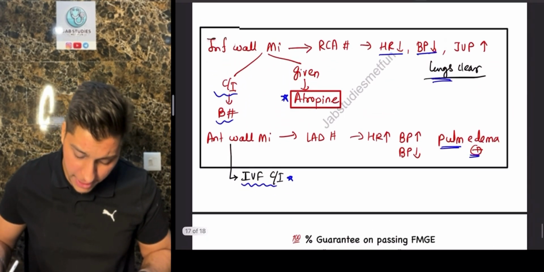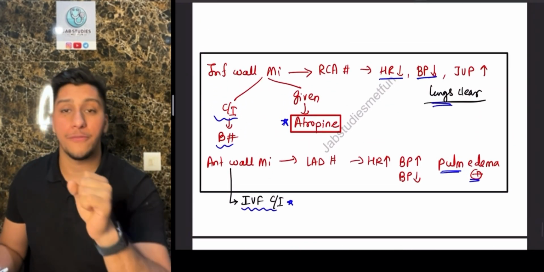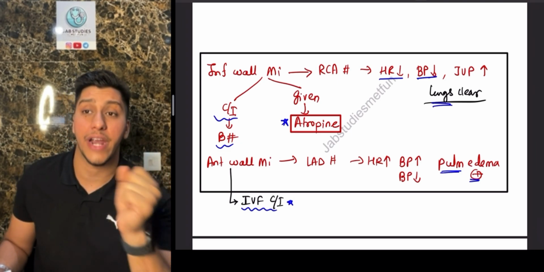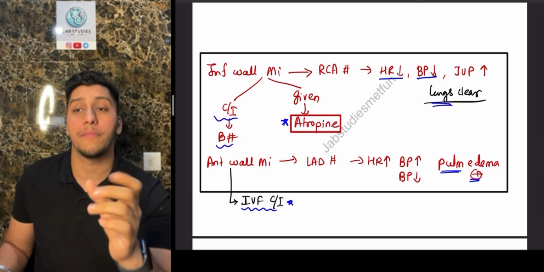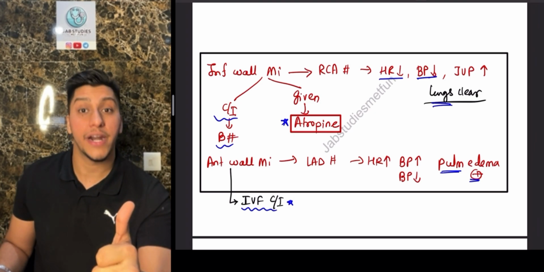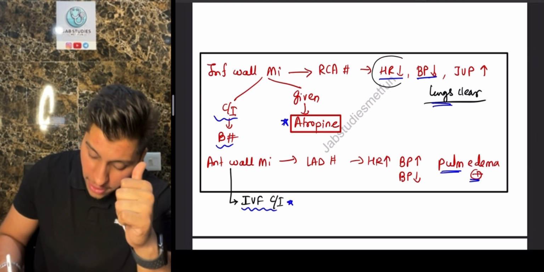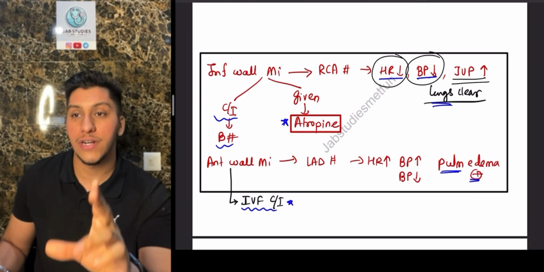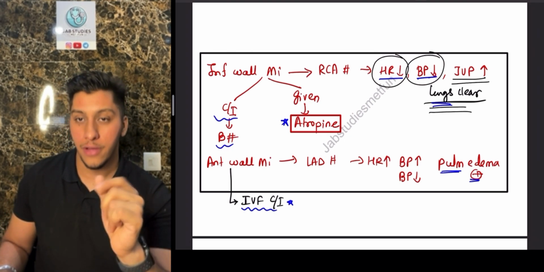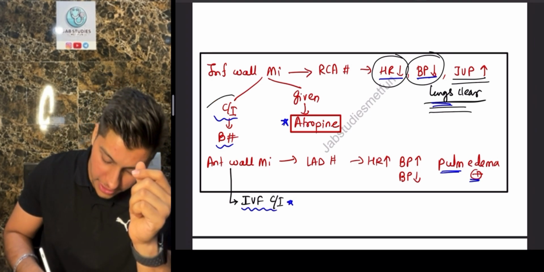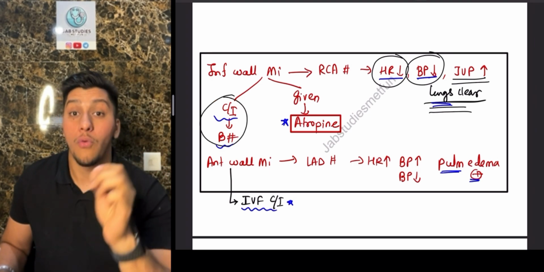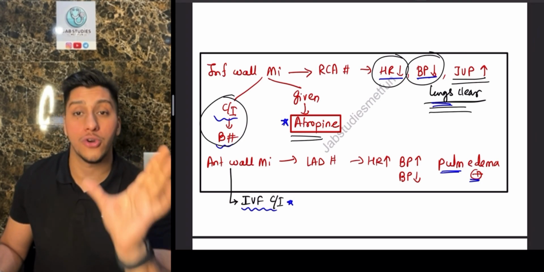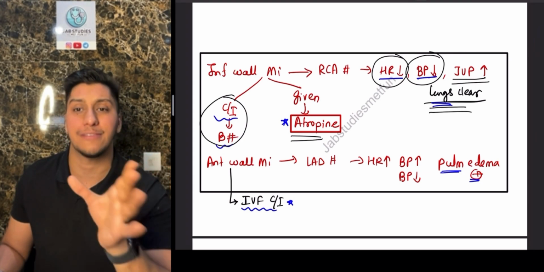So to summarize everything, remember, if you have inferior wall MI, the artery affected is the right coronary artery. In inferior wall MI, you will have bradycardia, not tachycardia. You will have hypotension. You will have raised JVP. But on auscultation, you will see the lungs are clear. What you will not give is a beta blocker like metoprolol. What you will give is atropine, because it will help to increase the heart rate. Remember, atropine is generally the drug of choice for sinus bradycardia.